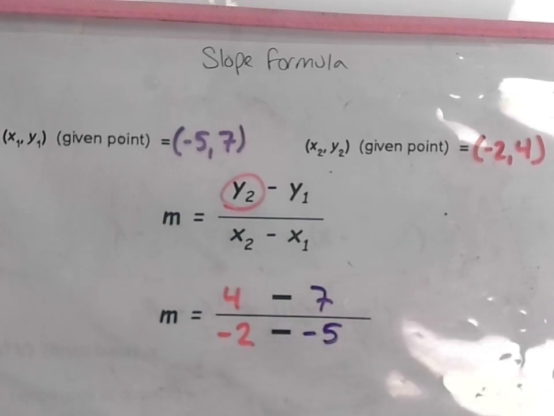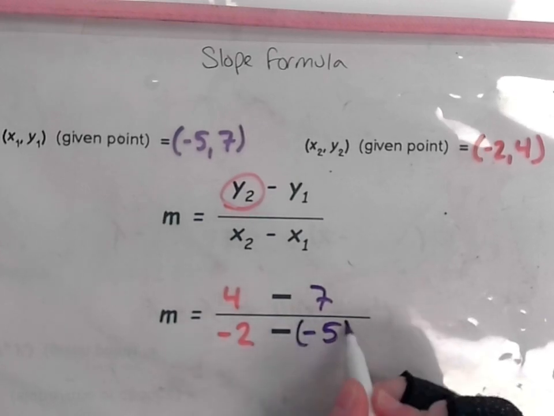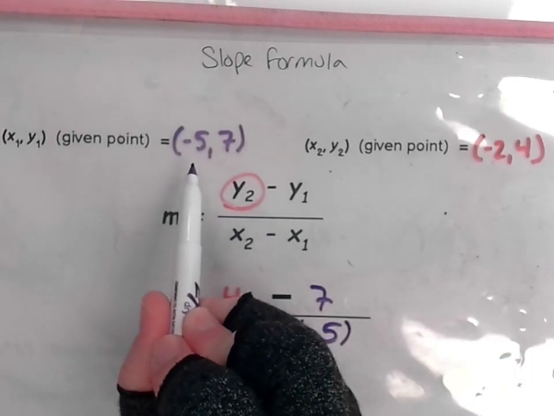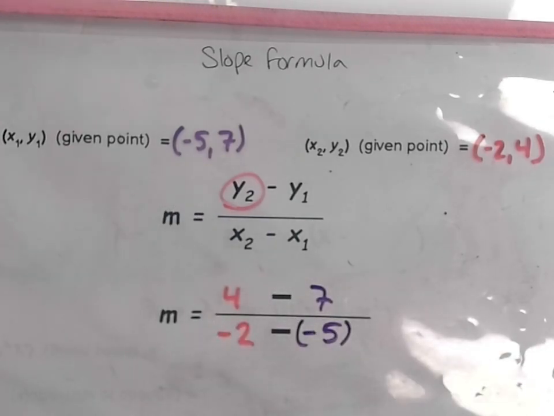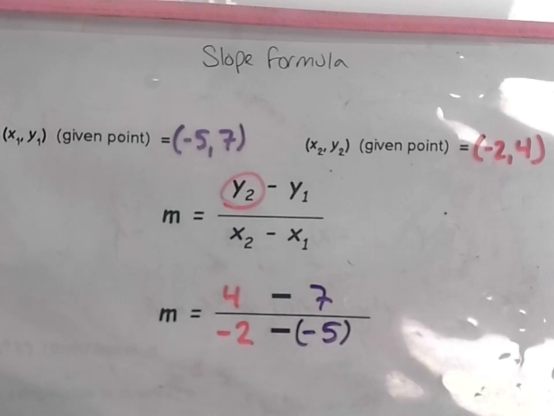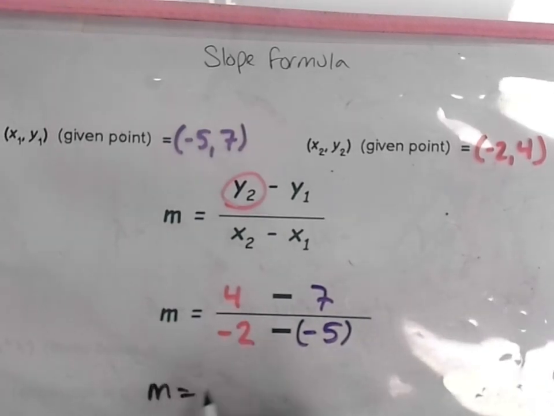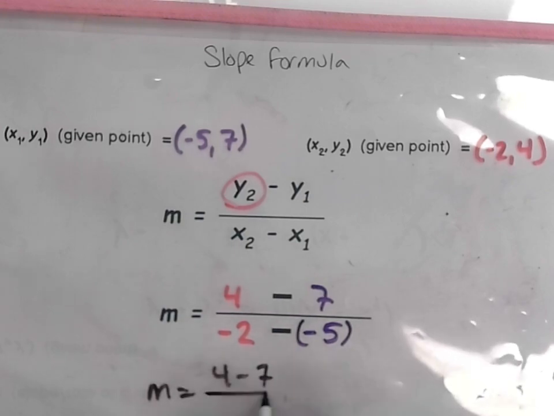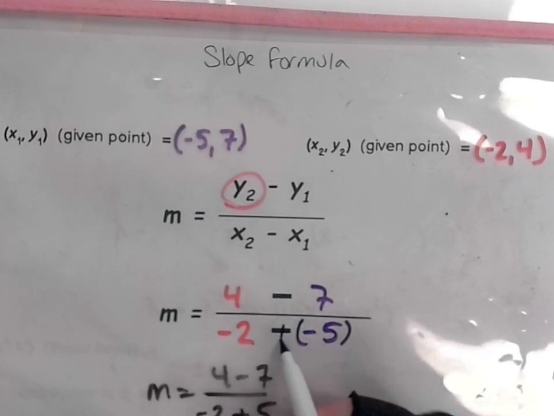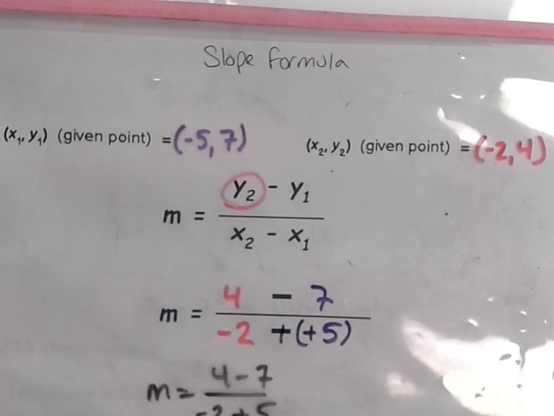Now be careful here. Because there is a minus sign already in the formula, when we are plugging in a negative number after the minus sign, we have to be really careful that we include both the original minus and the negative. Now, technically, we can simplify this. So we could write it also as 4 minus 7 over -2 plus 5, because minus minus is the same as plus plus.